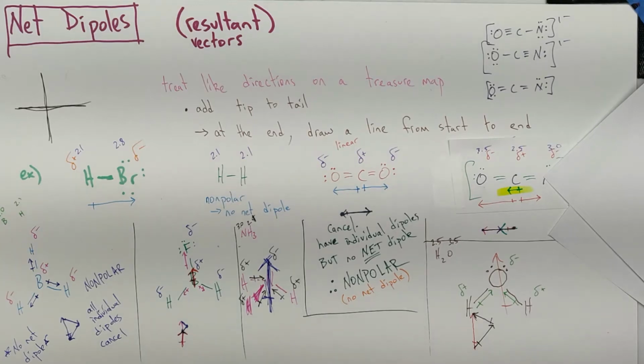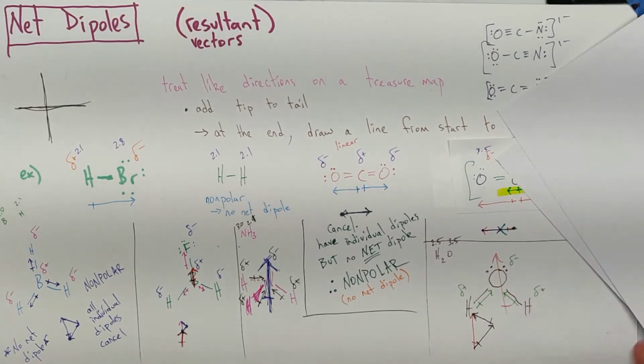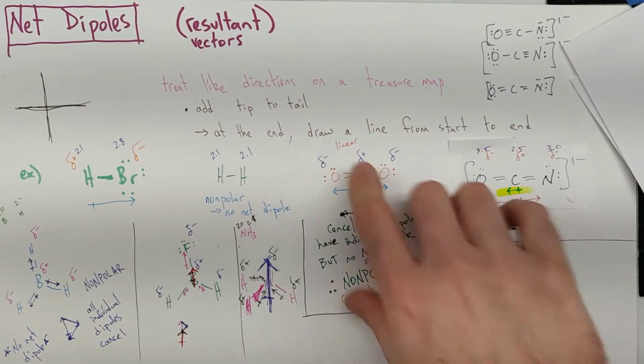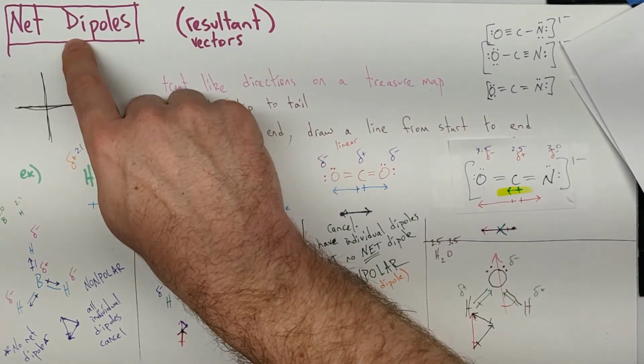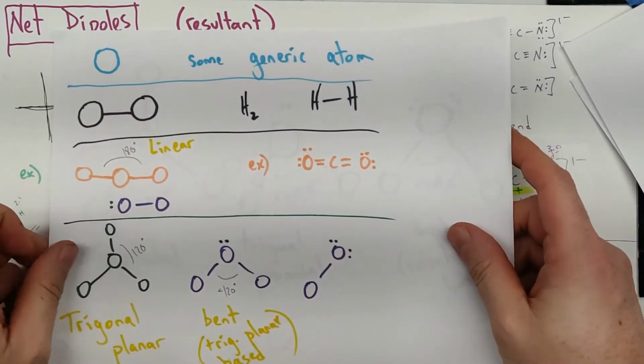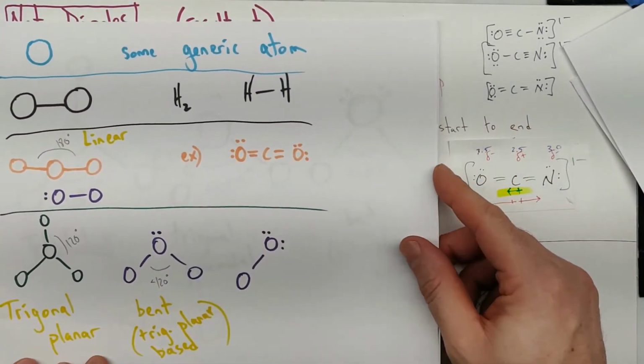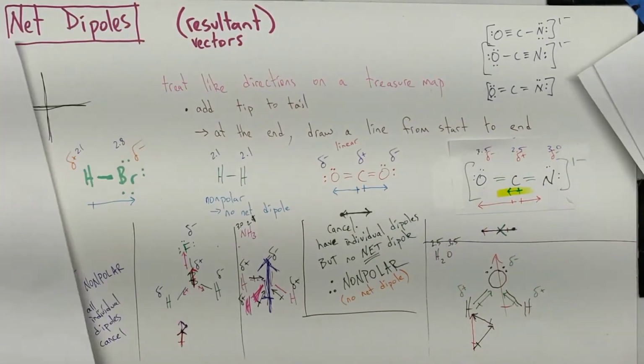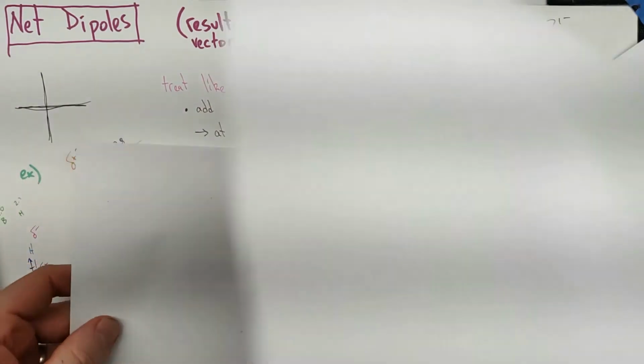It's time to cut some corners and tie a bunch of things together. And what we're going to do is apply this idea of net dipoles so that we can find the intermolecular forces to our structures that we've drawn in 3 dimensions previously. And I'm going to break things down to 2 imaginary categories.